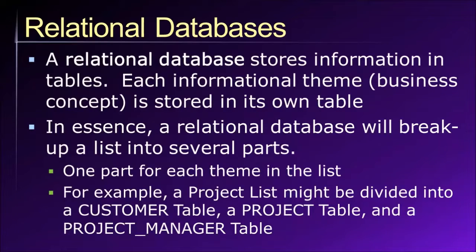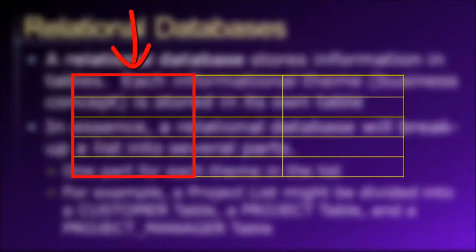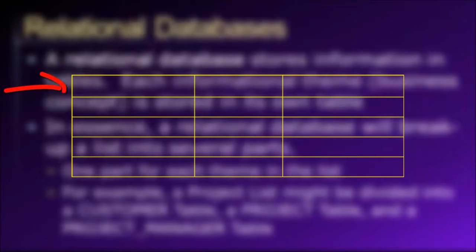Now, I've been using this term relational database, so it would probably be a good idea for us to consider what a relational database actually is. On a very basic level, relational databases store data in a table. Now, a table is simply a two-dimensional grid of data. It contains columns and it contains rows.